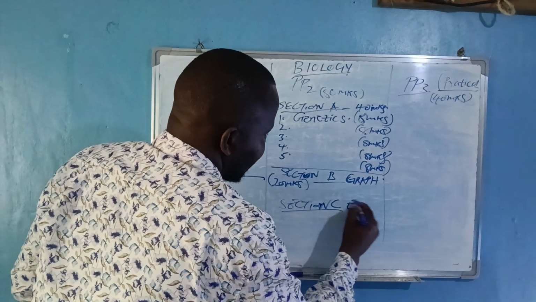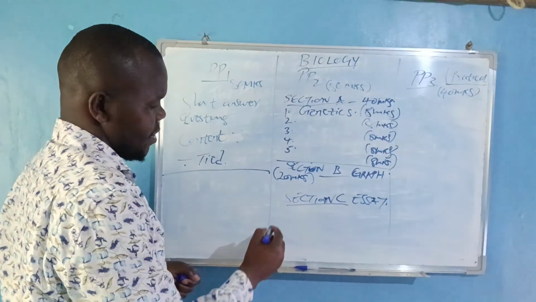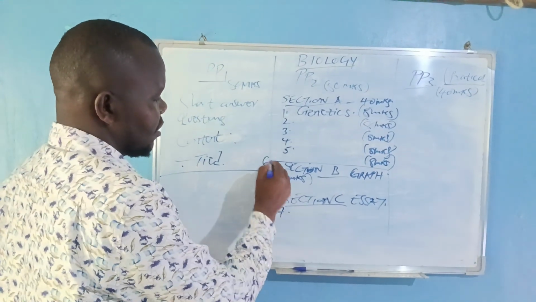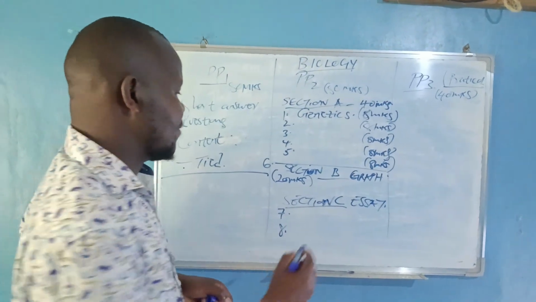Section C will be the essay. And the marks will be: we have question number 6, question number 7 and 8. Each will have 20 marks.